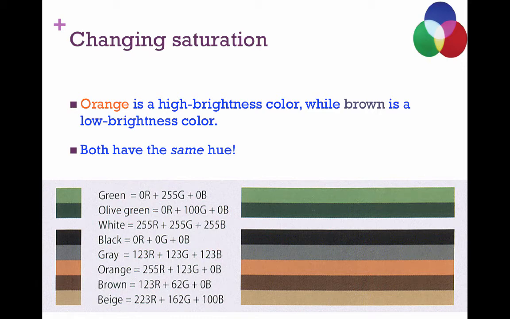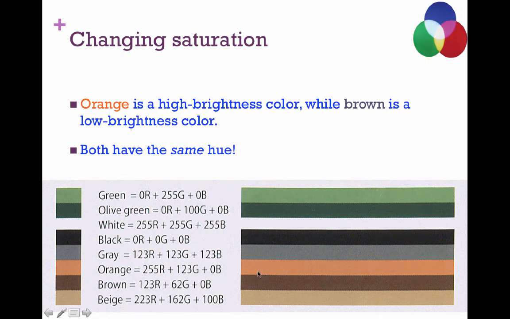This is an example to show that different kinds of saturation actually will give us the same hue. All of these pairs are different saturations but the same hue. So these two greens are the same hue. They're just different saturations, same proportions.